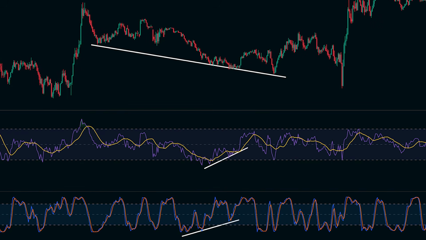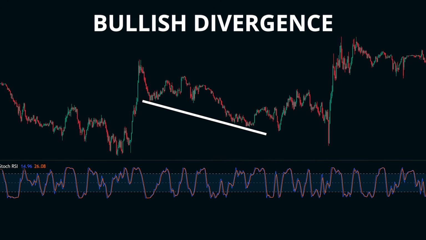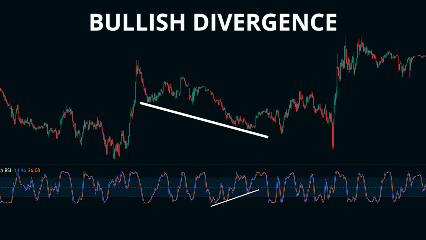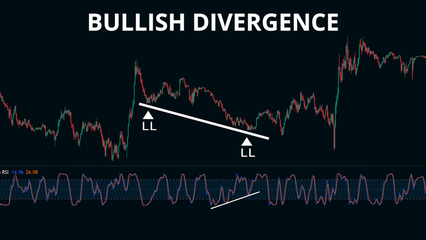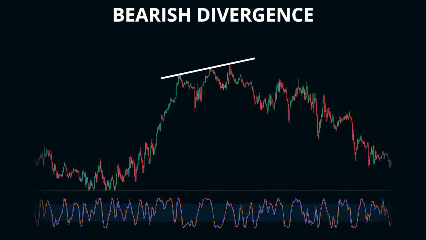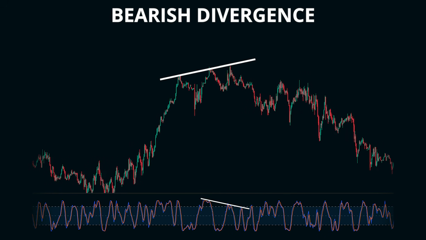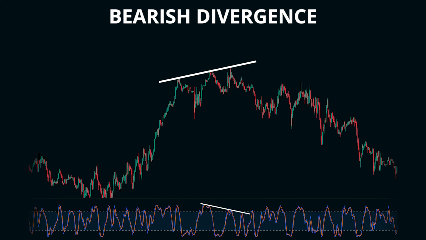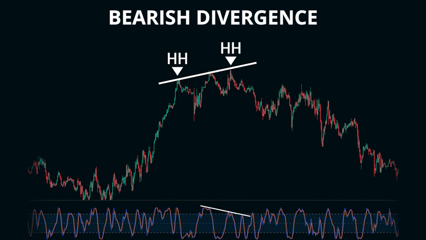Let us define the two types. Bullish divergence occurs when price makes a lower low, but stochastic RSI makes a higher low. Price is falling, but the momentum behind the fall is decreasing. A reversal to the upside is likely. Bearish divergence occurs when price makes a higher high, but stochastic RSI makes a lower high. Price is rising, but the momentum behind the rise is decreasing. A reversal to the downside is likely.